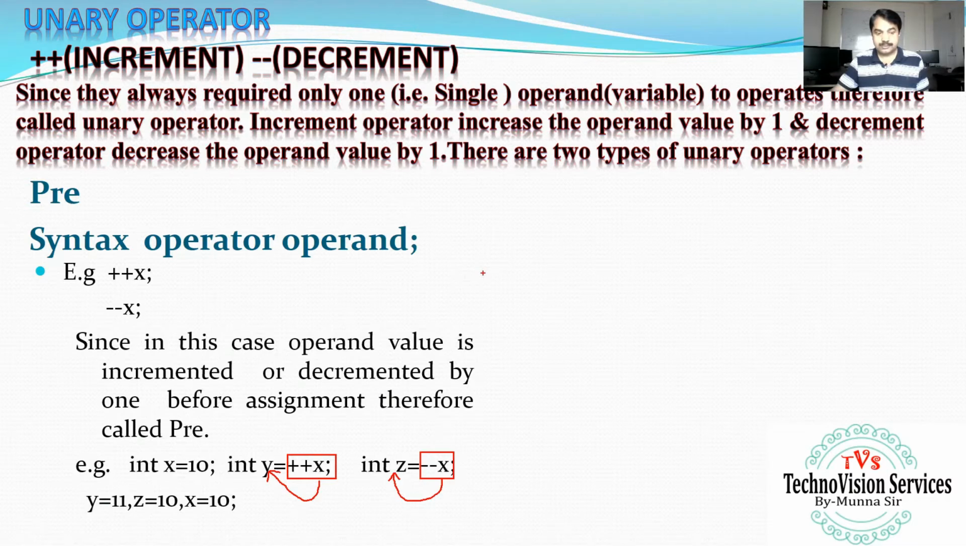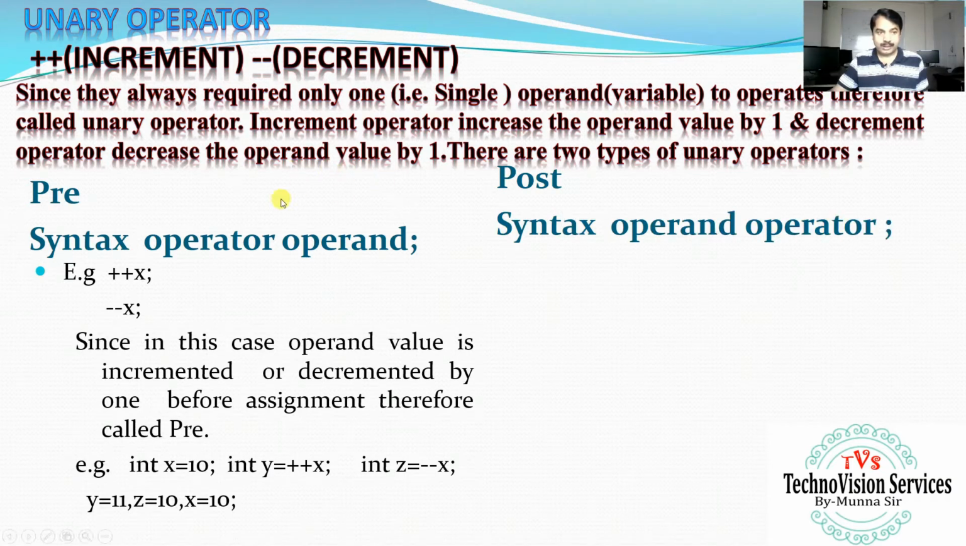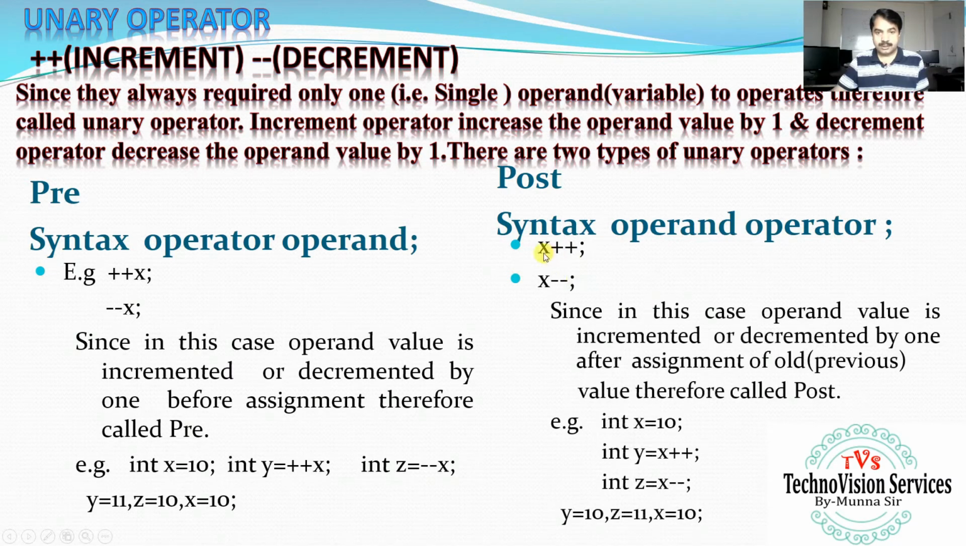What is post? See the syntax. Operand first and then operator. Here it is opposite to pre, which means we first write the operand and then the operator. For example, x++ and x--. These are post unary operators. Since in this case the operand value is incremented or decremented by 1 after assignment of the old or previous value, therefore it is called post.